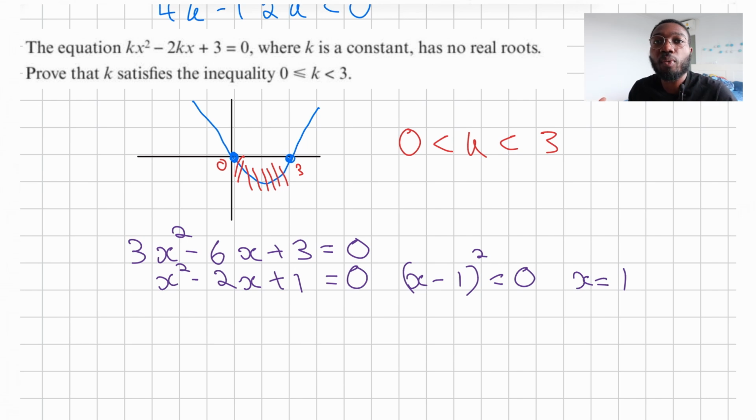So we don't want to include when k is equal to 3 because we have roots when k is equal to 3. And in this question, we want it when it doesn't have roots. So that's why in this case, it's just less than 3, okay?